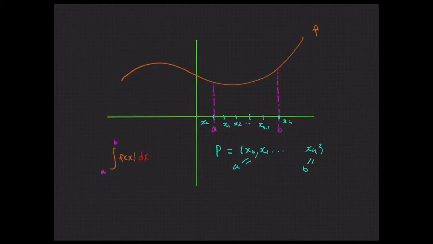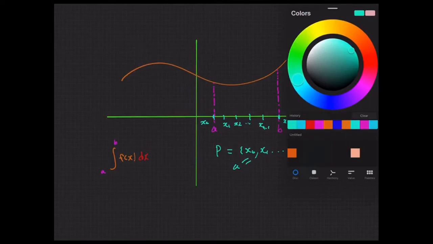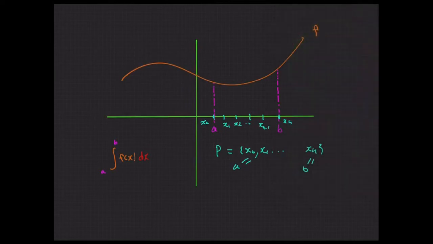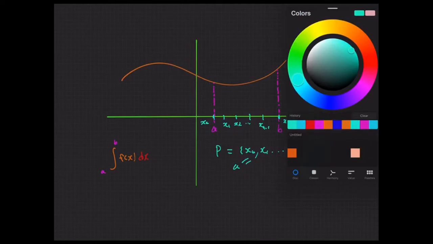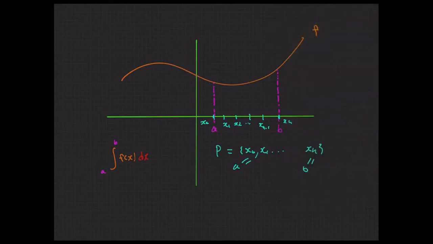What's the second thing we do? Well, we're going to come up with what we call lower and upper sums. What's a lower sum? I'll draw it in first, and then write the formula for it. I'm going to start with the first interval from x0 to x1, and I'm going to find the minimum value of the function on that interval.